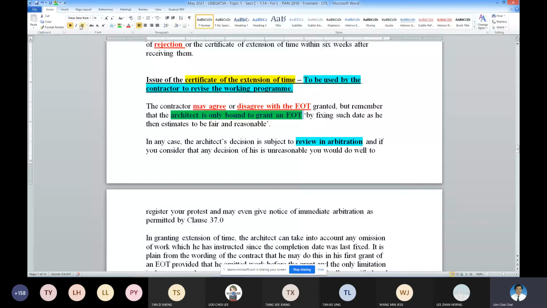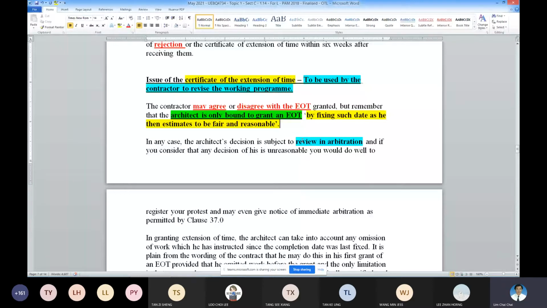Architect is acting professionally, is no more the employer's agent. It is something to act professionally, fairly, and reasonably. Okay, so as long as the architect fixed the time and it is reasonable according to the architect's evaluation, architect has discharged the duty. If architect were to fix something unreasonable, then you do not agree, you ask the arbitrator to do the re-evaluation.